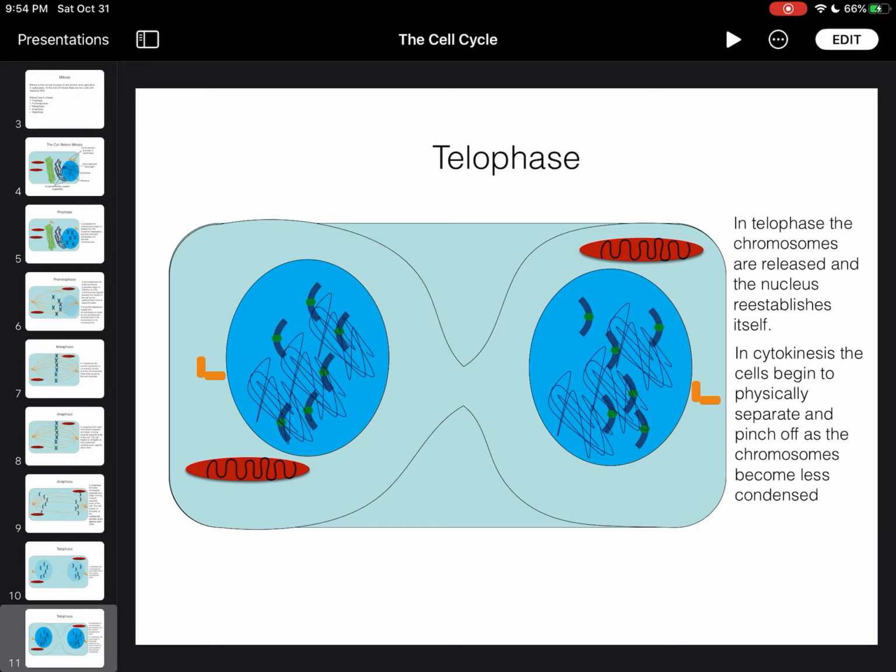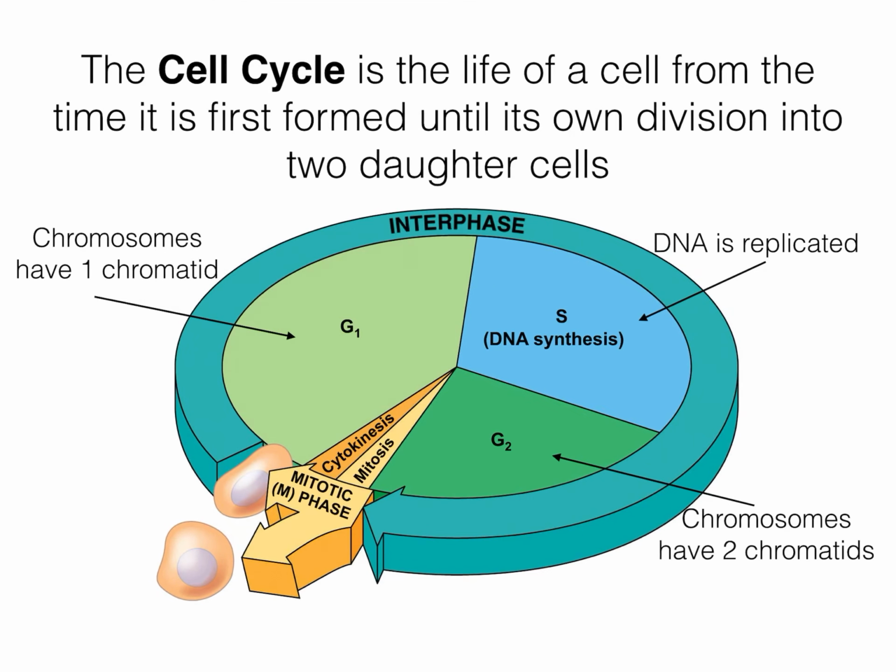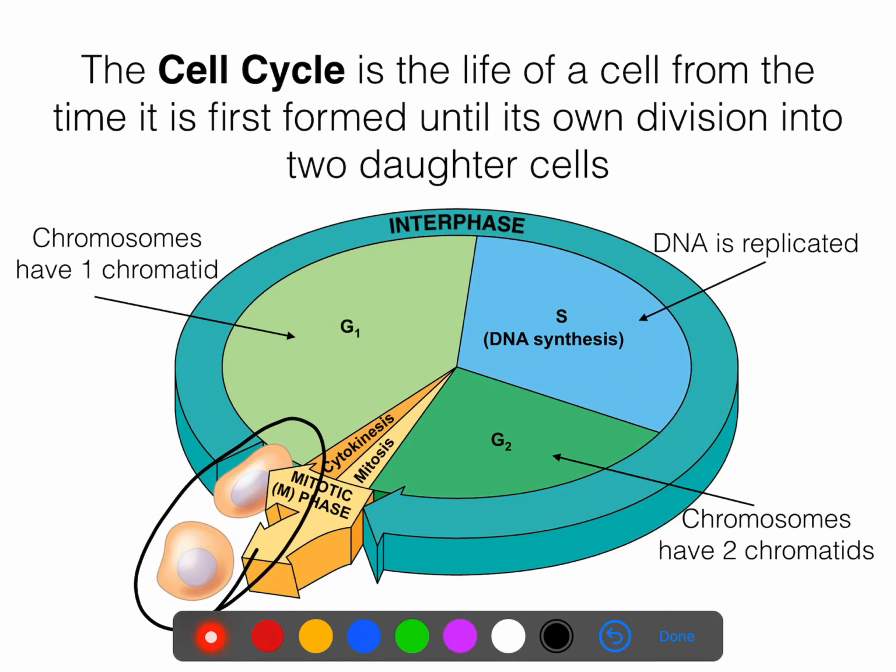And that is the basics of the cell cycle. You go through interphase with G1, S, G2, and then you go into M phase, which is mitosis, with its 5 phases. And at the end of that, you end up back where you started, except now you have two cells.